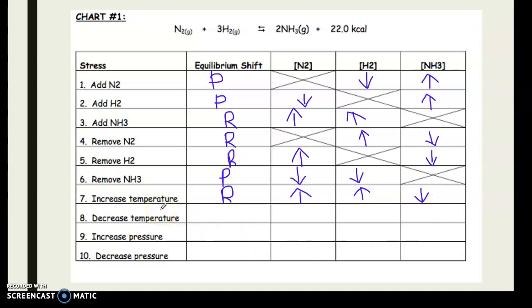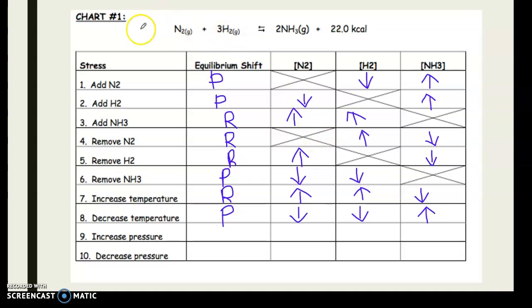Now, when we decrease temperature, remember, wherever we take, we put back. So when we're decreasing temperature, we're going to put it right back where it was. So we're going to put it in the product side. And it's going to help anything on the product side. So because N2 is not on our product side, its concentration is going to decrease. Because H2 is not on our product side, its concentration is going to decrease. And because NH3 is on our product side, its concentration is going to increase.